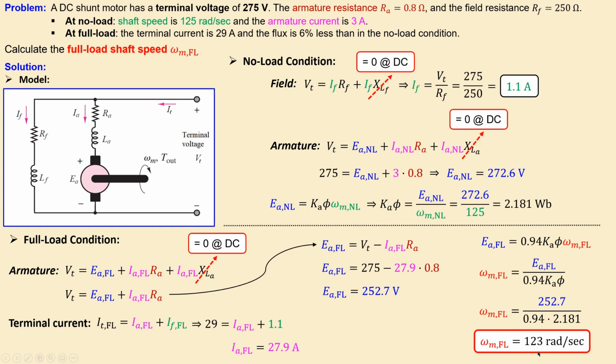And that's now the situation for this exercise, looking at the no load and also the full load situation for the DC shunt motor. Alright, this concludes this example number 7 about the DC shunt motor.